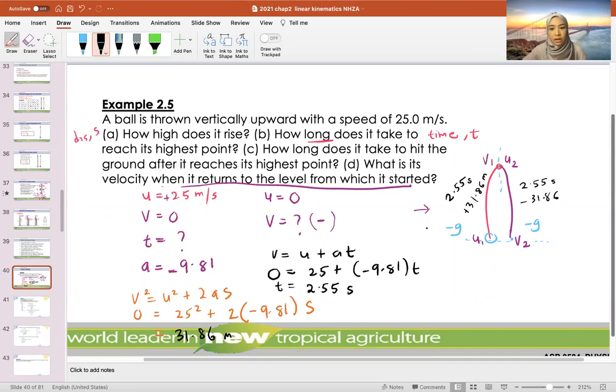Okay, so let's try to find the other side pula. How long does it take to reach the ground, to hit the ground after it reaches the highest point? Okay, so we know that the U at this point, U2 is 0. We don't know what our V is. It's asking us how long does it take. So we want to find out what is the T.